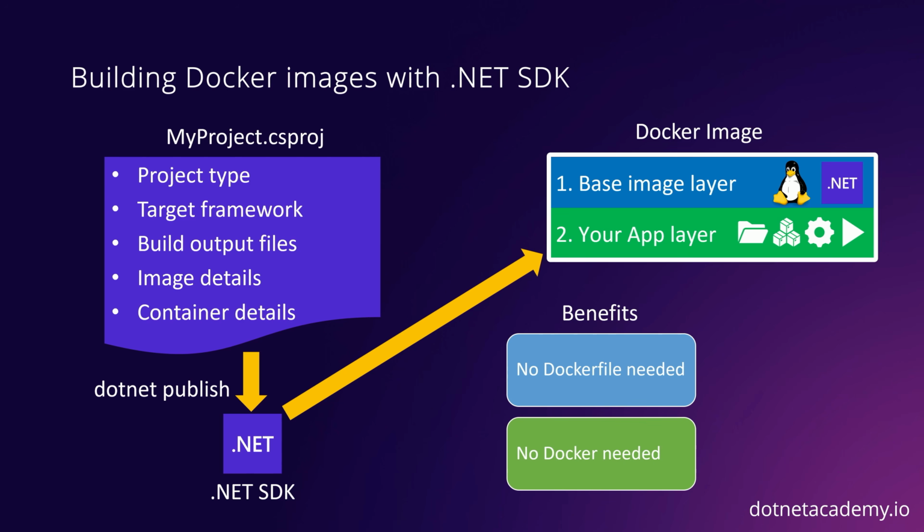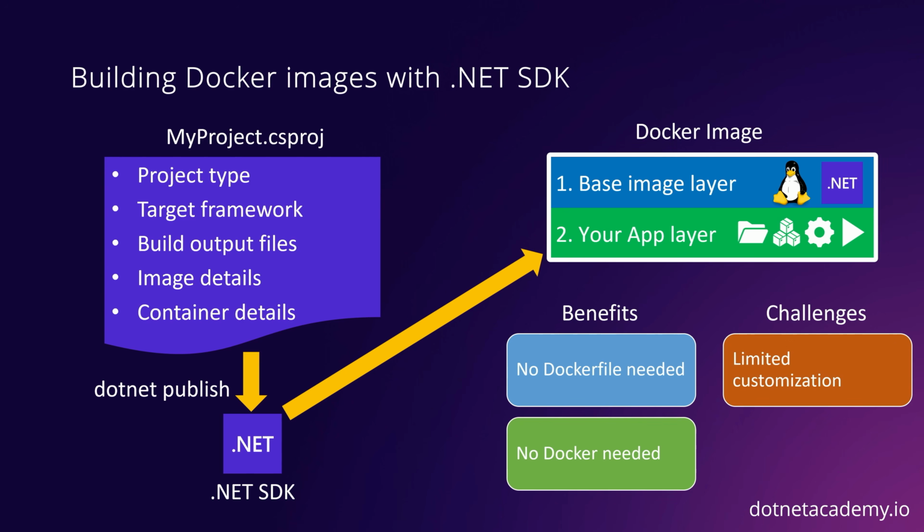But those benefits also come with a few challenges. There's limited customization to define your images. Most of the things you can do in a Dockerfile you can do with the .NET SDK, but not all Dockerfile instructions are supported, including the run command. Also, the .NET SDK always generates a single layer for your application, regardless of what changes you made, making the caching experience poor in comparison with the rich caching offered by Dockerfiles. Let's now see how to generate Docker images with the .NET SDK in practice.